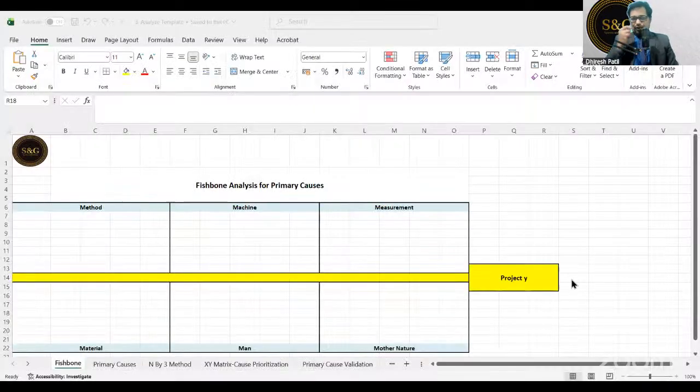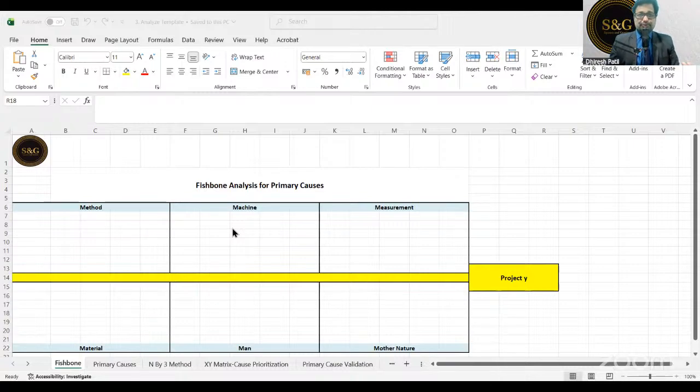So analyze phase. Now there are a lot of changes in the analysis phase we have done. So analyze phase will always start with what? Fishbone analysis, right? So this is the very first template, which is fishbone, where you will find out all the categories: man, machine, method, material, mother nature, etc. So you will list down all the causes here. Those causes will be primary causes.